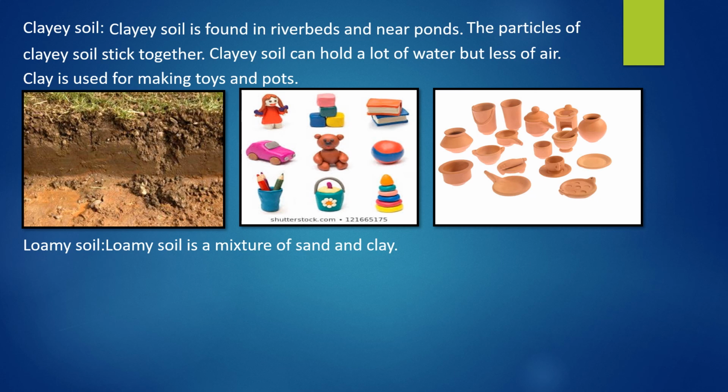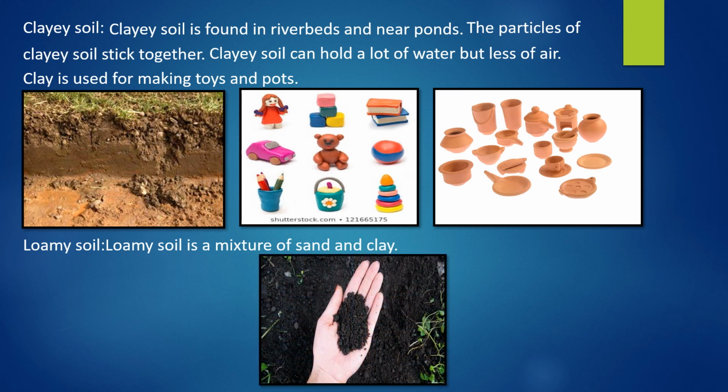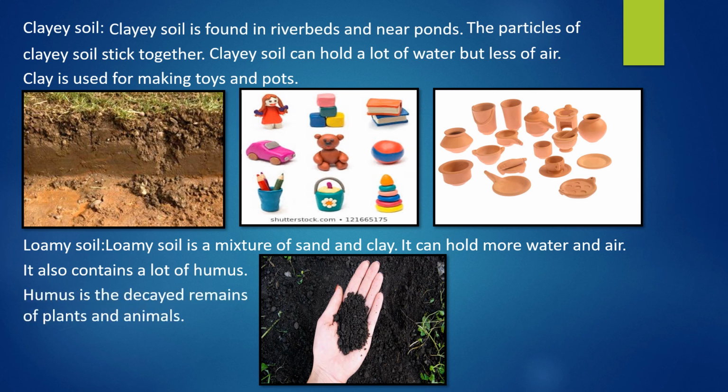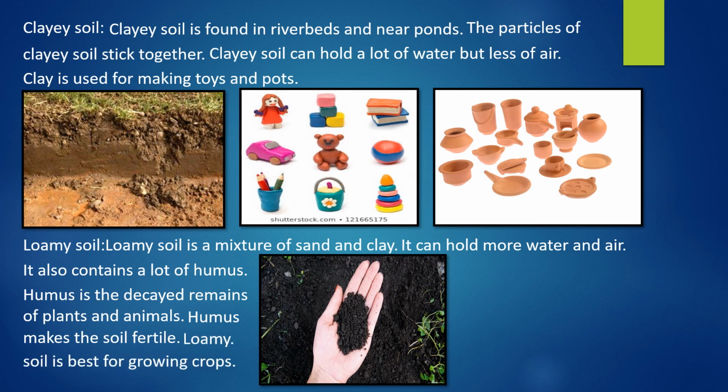Loamy soil. What is loamy soil? Loamy soil is a mixture of sand and clay. It can hold more water and air. It also contains a lot of humus. Humus is the decayed remains of plants and animals. Humus makes the soil fertile. Loamy soil is best for growing crops. It has humus, meaning all those parts like decayed animals, plants, and leaves are called humus. So this humus makes soil fertile, which is very good for growing crops.